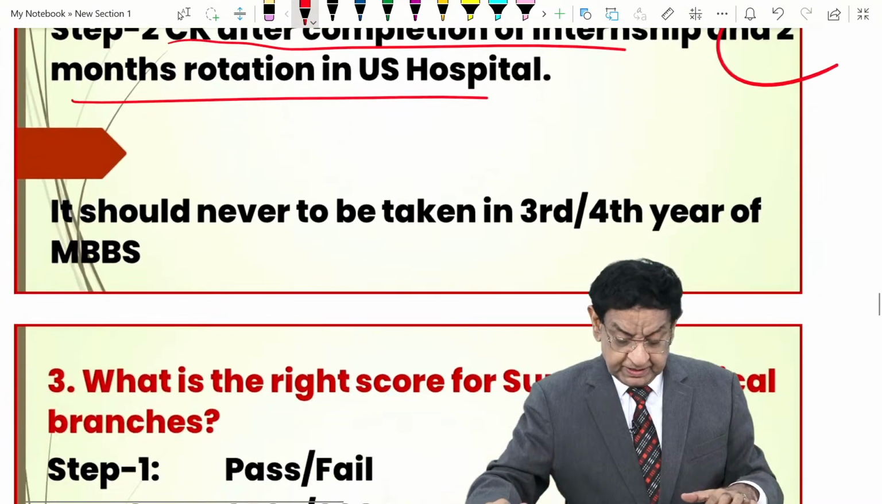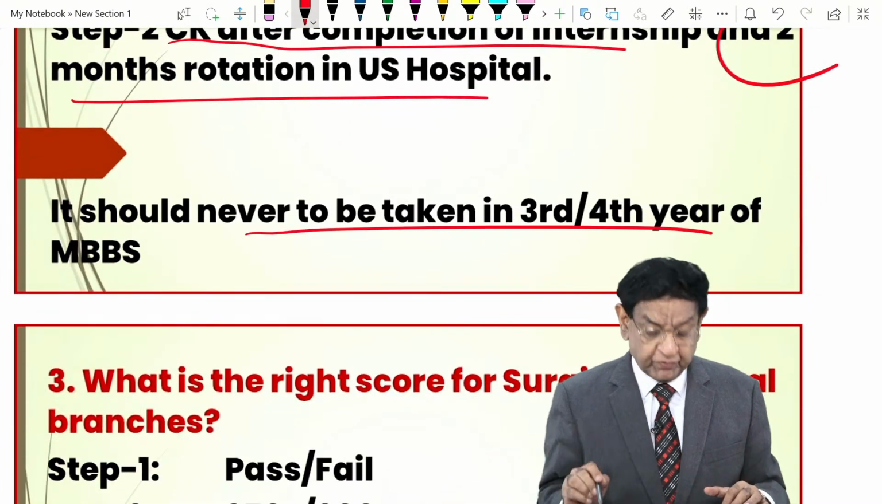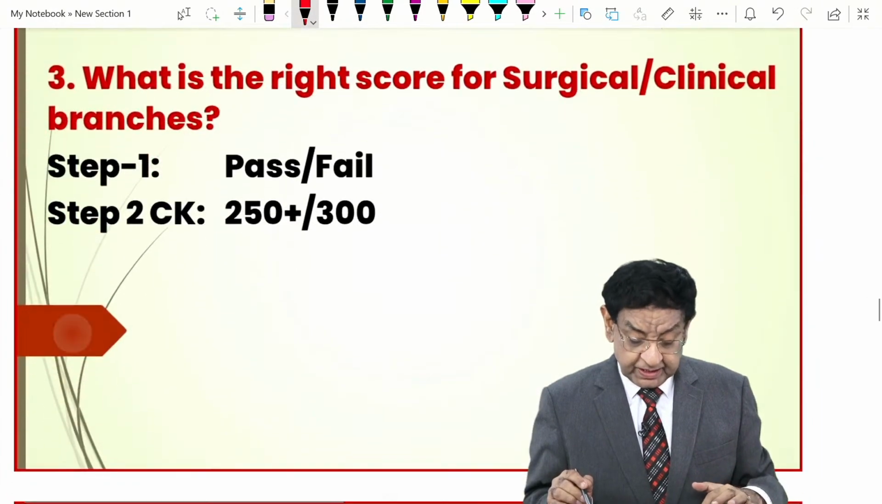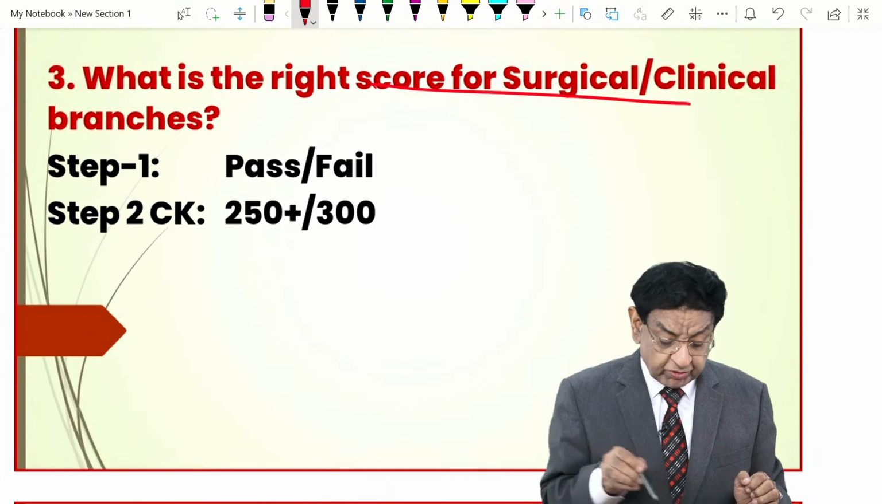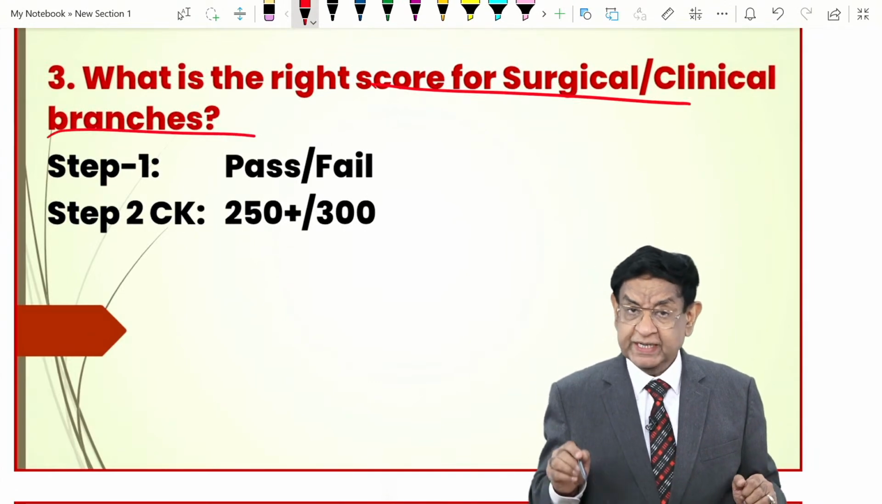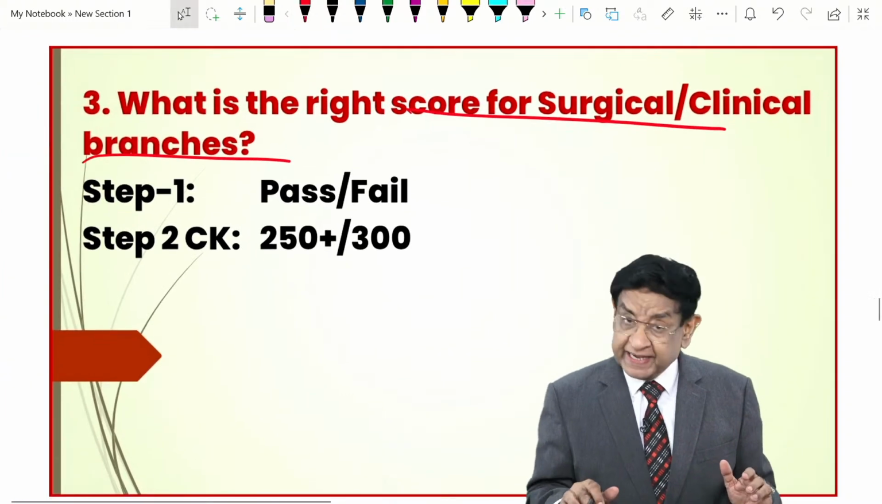It should never be taken in third year or fourth year MBBS. Do it in internship or later on. What is the right score for surgical or clinical branches? People say you don't get surgical branches. Again, wrong. If you have good marks, you will get any branch.